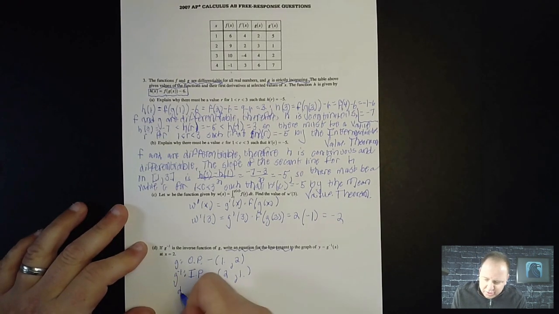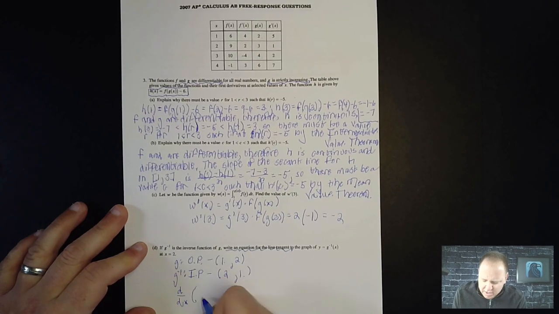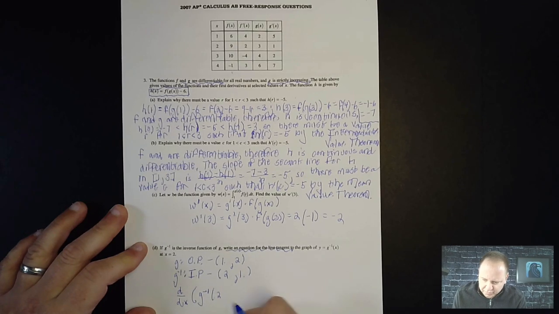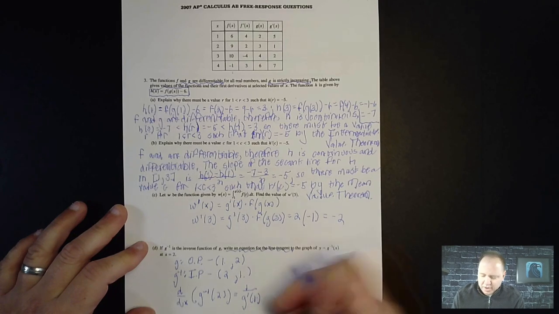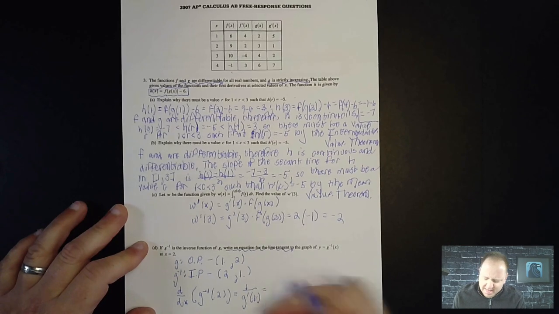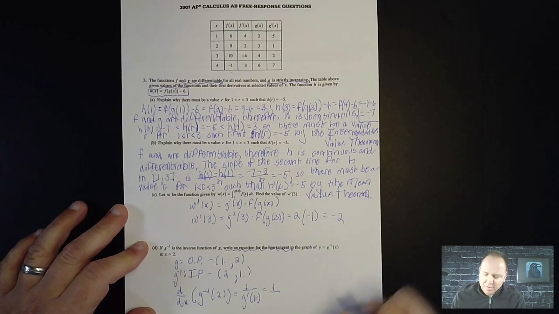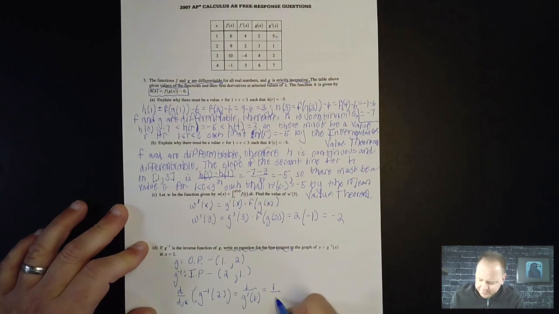And then you should know the shortcut is if you take the derivative with respect to x of the inverse at 2, you would get 1 all over the original function, g prime at 1, or g prime of g inverse of 2, but I just always say just use the y value of the inverse point when you plug it in there. 1 over g prime of 1 is 5.